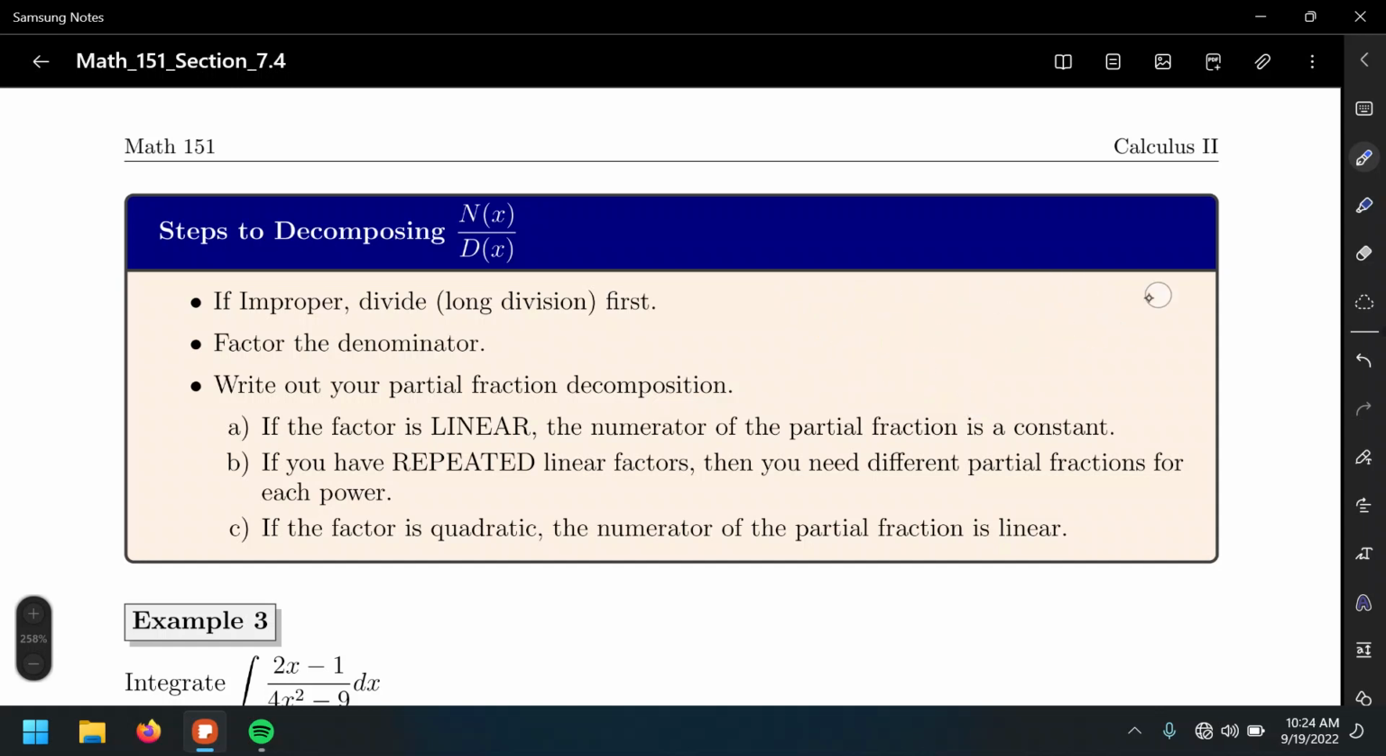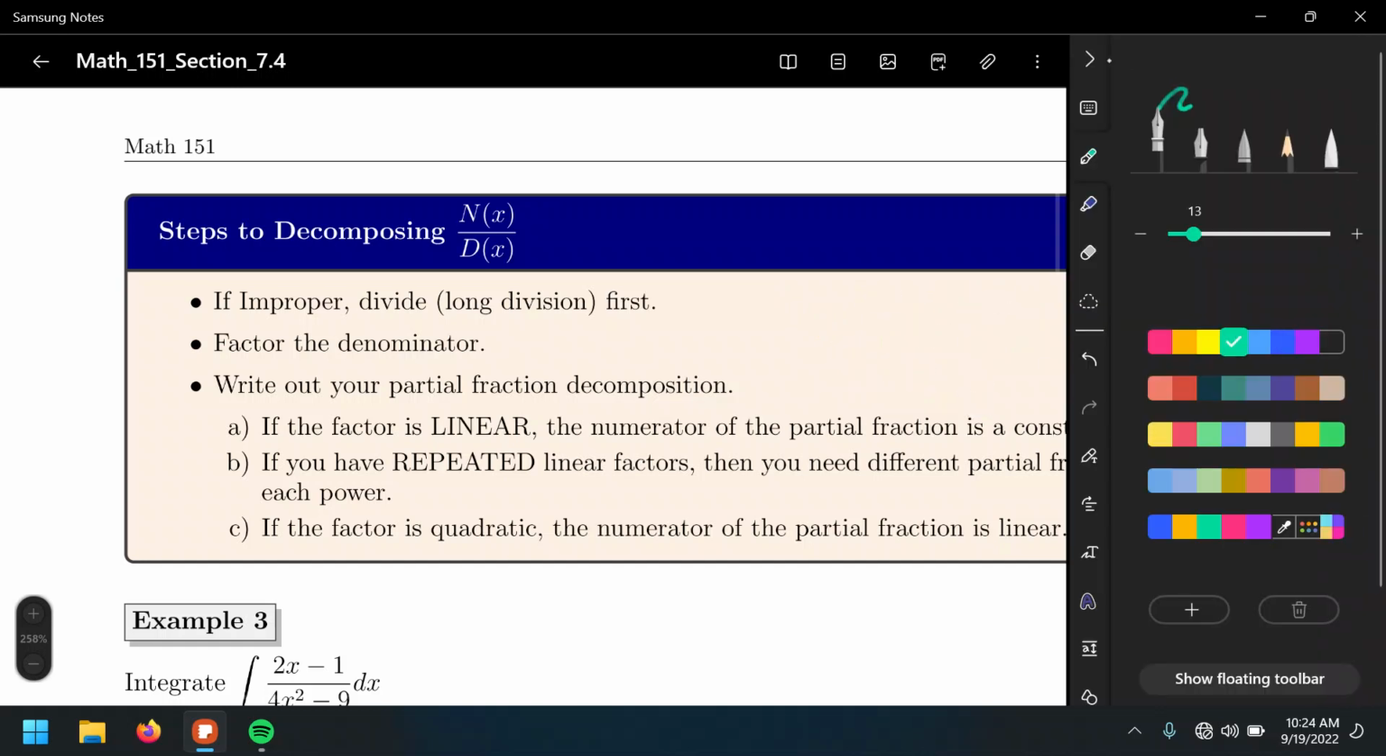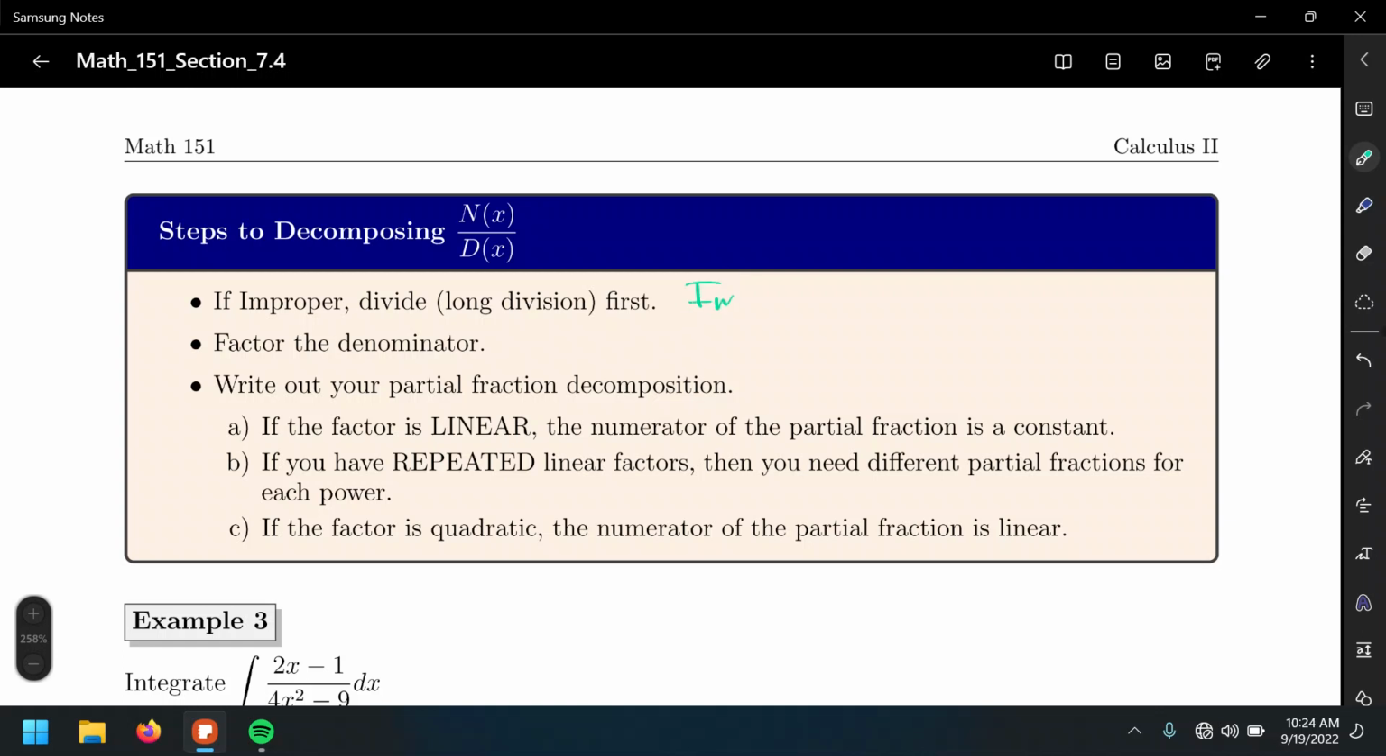Well, in this case, let me write this down. Improper when the degree of the numerator is greater than or equal to the degree of the denominator. On the other hand, the rational expression is proper when the degree of the numerator is less than the degree of the denominator.